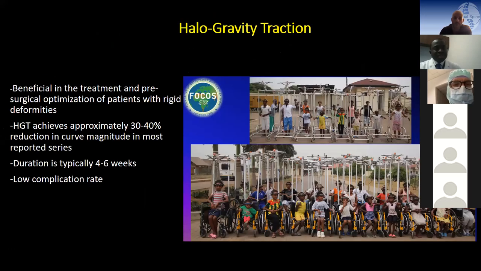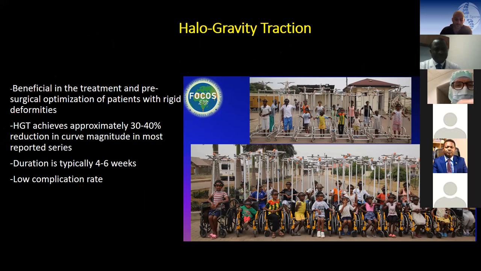So the next slide is exactly what you mentioned, which is halo gravity traction. Traction is so important. I cannot overstate the role that traction can play in the treatment of these complex spinal deformities.